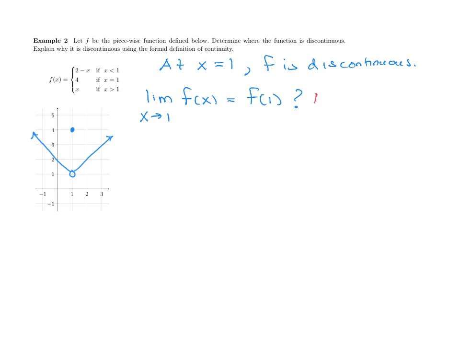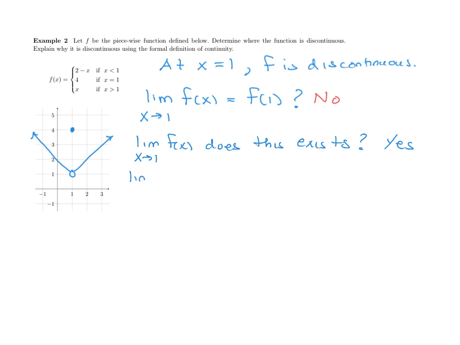So something's got to be wrong here, and there's only 3 things it could be. It's either that the limit doesn't exist, or that the function is not defined, or they're both defined and exist and aren't equal to each other. Well, let's start with the limit as x approaches 1 of this function. Does this limit exist? And the answer is yes.